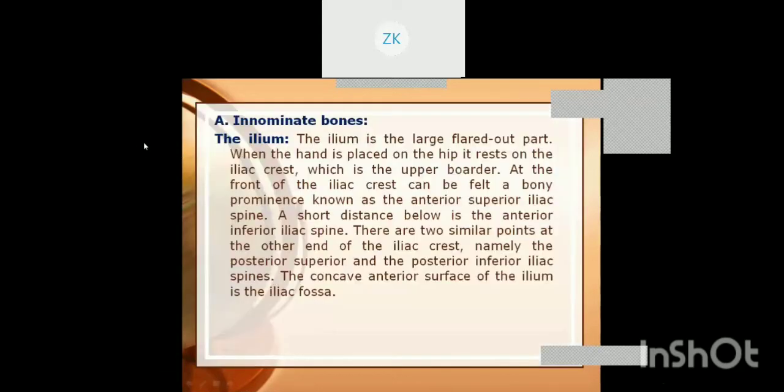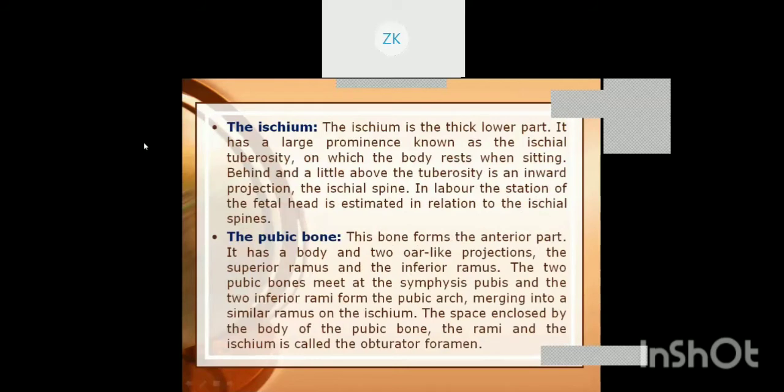Now coming to the ischium. This is the second part, the middle part, where it is taken out. So we have here the ischial tuberosity, where you are resting when you are in a sitting position. And then we also have an ischial spine.